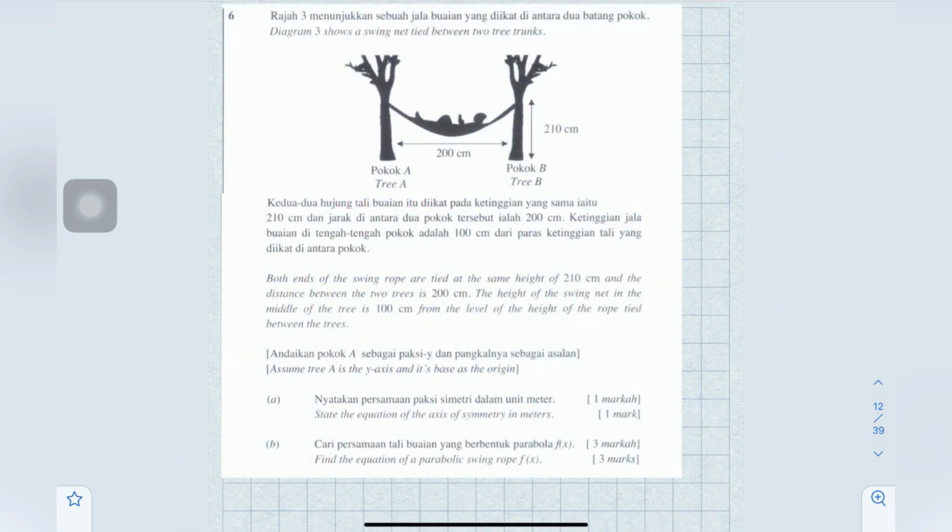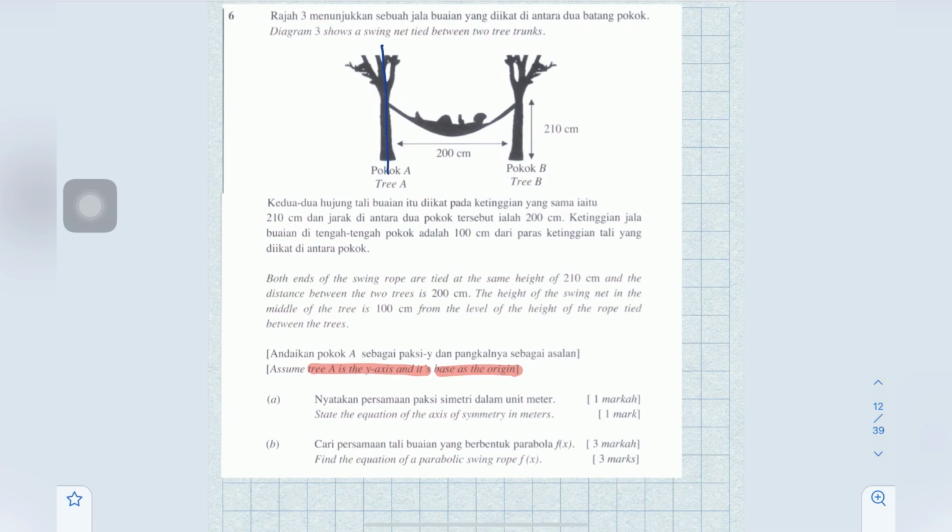Number 6. The diagram shows a swing net tied between 2 tree trunks. Both ends of the swing rope are tied at the same height of 210 cm and the distance between the 2 trees is 200 cm. The height of the swing net in the middle of the trees is 100 cm from the level of the height of the rope tied between the trees. Assume tree A is the y-axis and its base is the origin. So first of all we have to draw what they gave. The clue is tree A is the y-axis, base is origin.